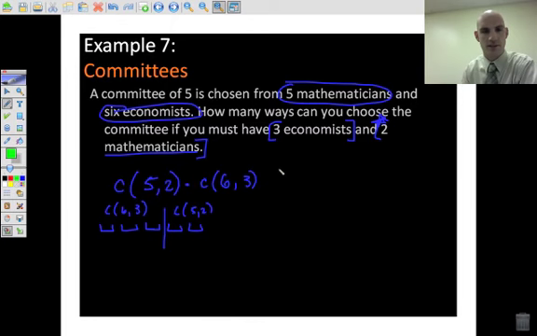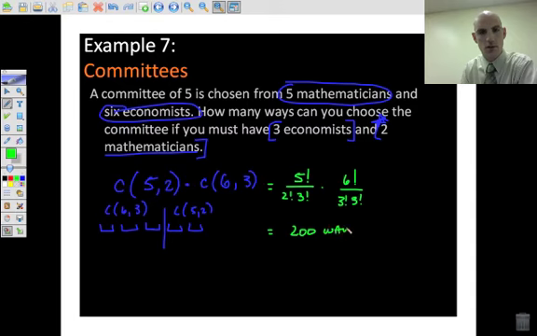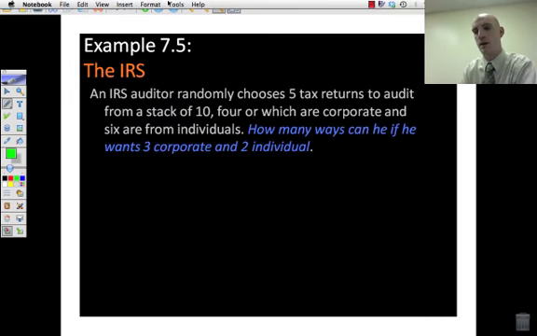So the math of it looks like this. We'll have 5 factorial over 2 factorial, 3 factorial, times 6 factorial over 3 factorial and 3 factorial. Okay? And what we end up with is a total of 200 ways to pick this committee of 5 from 5 mathematicians and 6 economists. Okay? That's the other type of problem that we can do where we have 2 distinct groups that we're choosing a select number from.